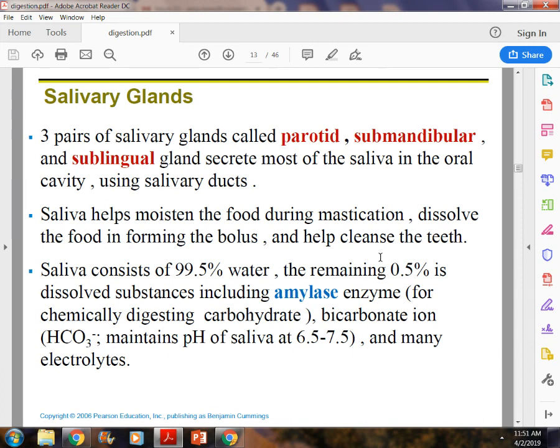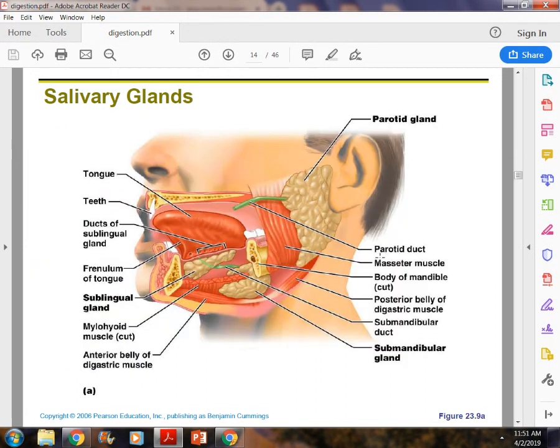Saliva is 99.5% water, and then the remainder includes sodium bicarbonate and amylase. Amylase is there to start to break down those sugars. Bicarbonate is there to keep the pH in the mouth neutral, also to help with acidic foods, to balance out acidic foods. And then you also have some electrolytes, some sodium, potassium, things like that in your saliva.